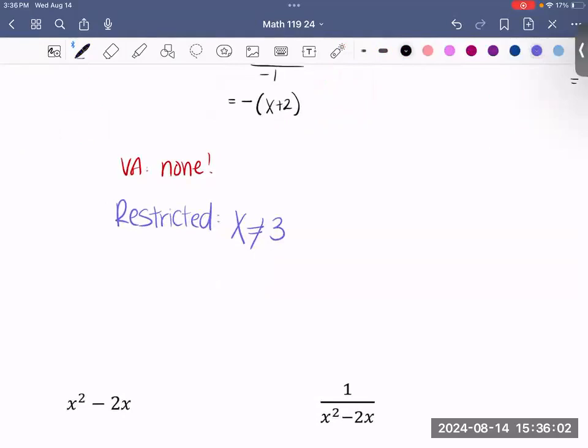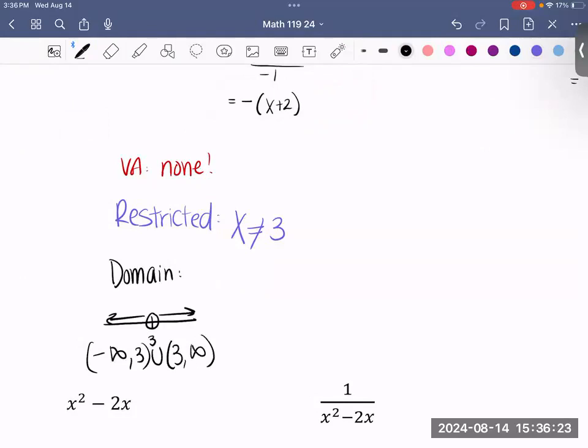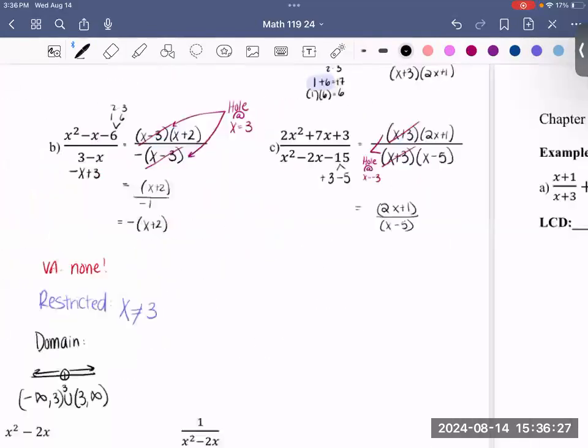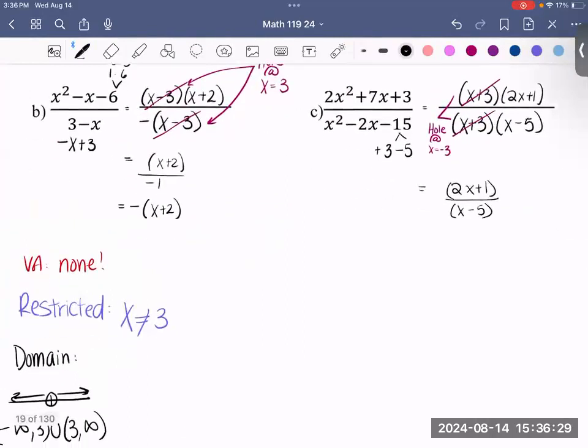So one more time, with your domain, we have the hole at 3, we'll skip over. So again, what is this going to look like? Well, we're going from negative infinity to 3, union, we're jumping over 3 and going all the way over to infinity. Okay, now if you haven't paused the video yet to try out these domains yourself, definitely do so here.